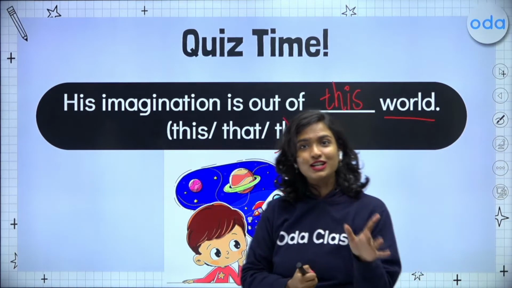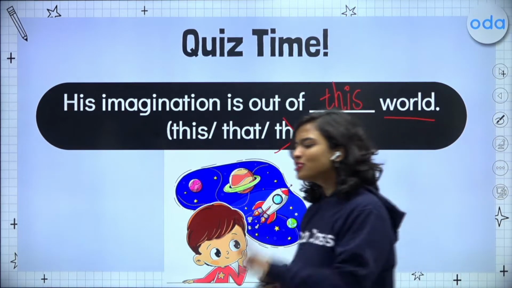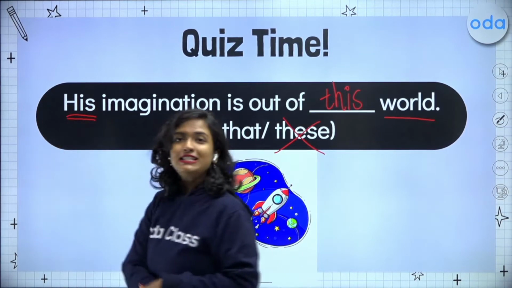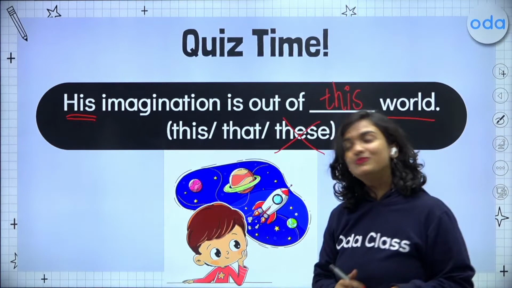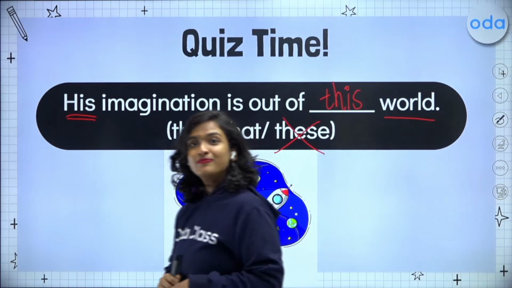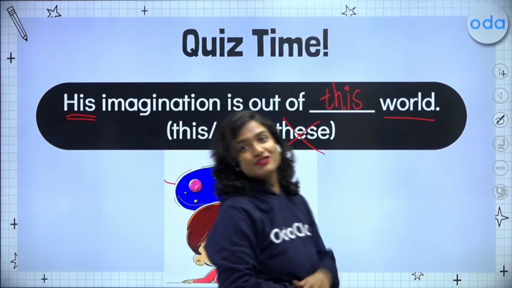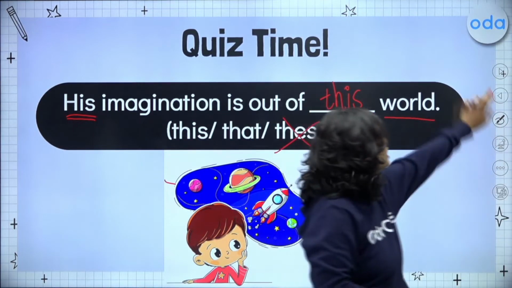All right, I hope this is clear to you all, students. And I also want you all to notice one more thing. I have also used a possessive in this question, right? His imagination. So the imagination that belongs to this boy is out of this world. Okay, what about your students?